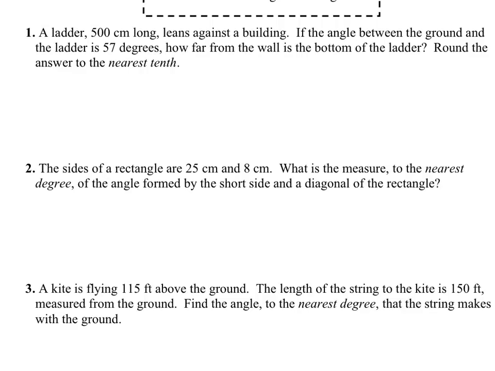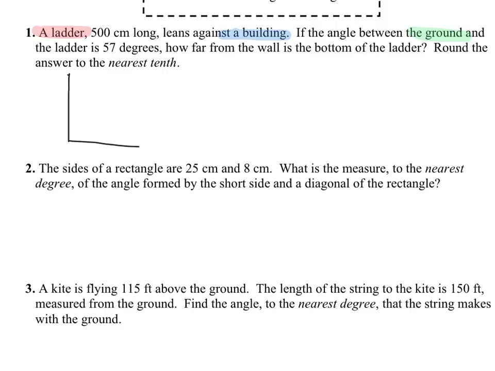Problem 1, a ladder 500 centimeters long is leaning against a building. If the angle between the ground and the ladder is 57 degrees, how far from the wall is the bottom of the ladder? So we're dealing with these right triangle word problems.